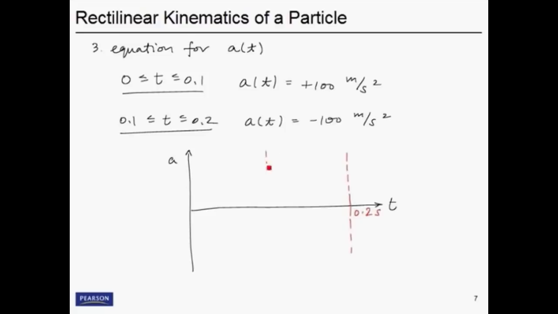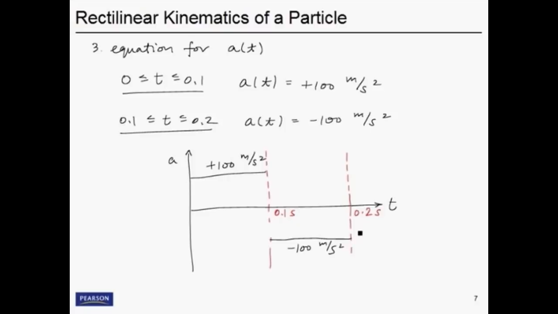This is 0.1 seconds, and we can go ahead and say that this one is plus 100 meters per second squared. Over here we've got minus 100 meters per second squared, and it's sort of skew symmetric, just the way we thought it was going to be back in step 0. So let's go back and review what we did.